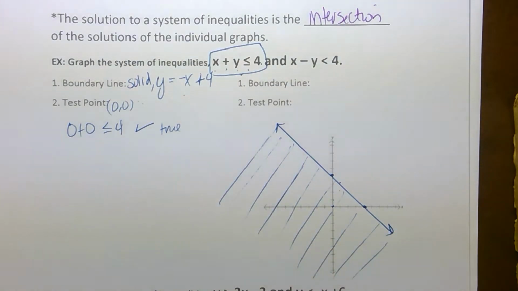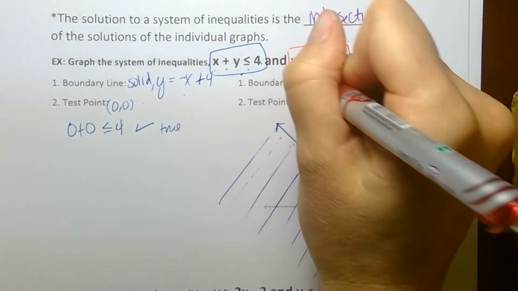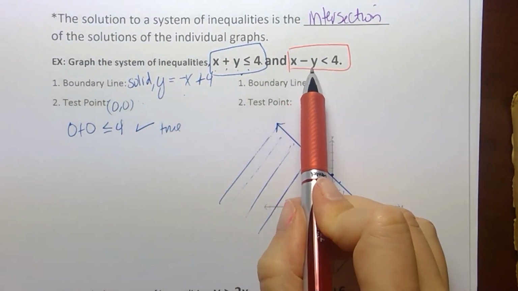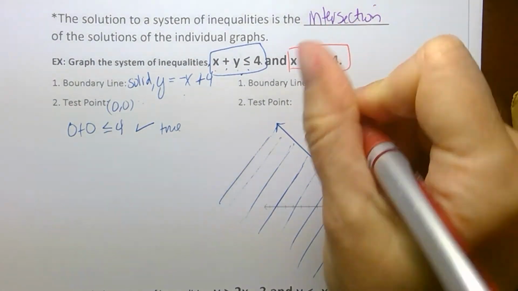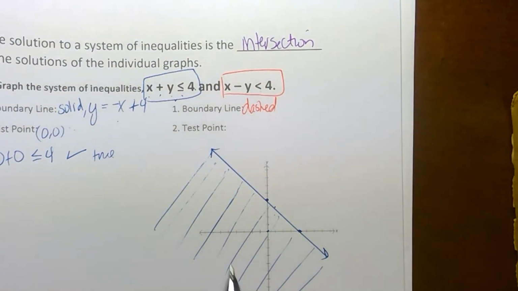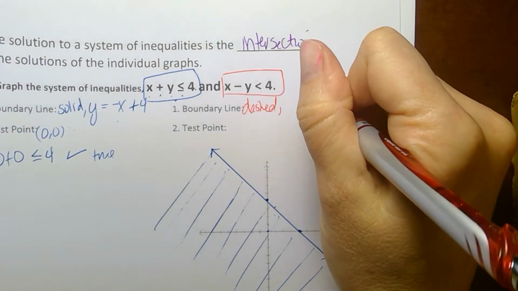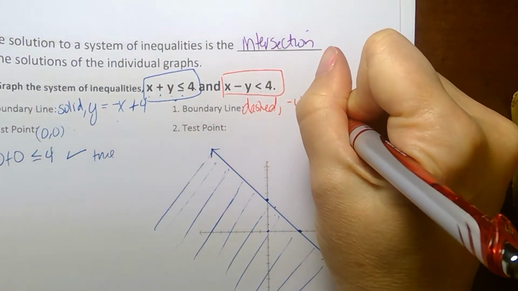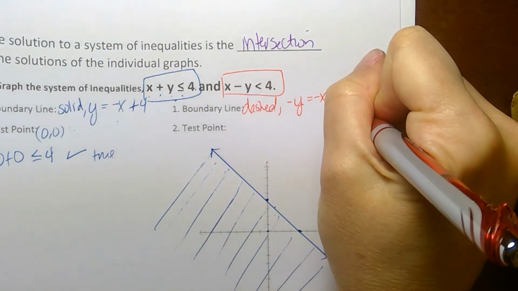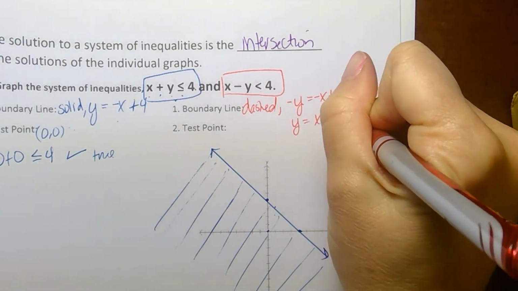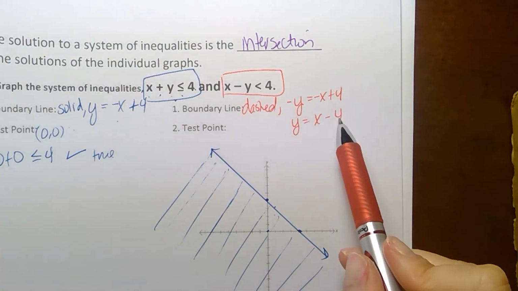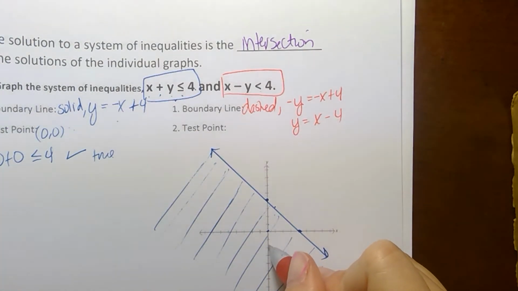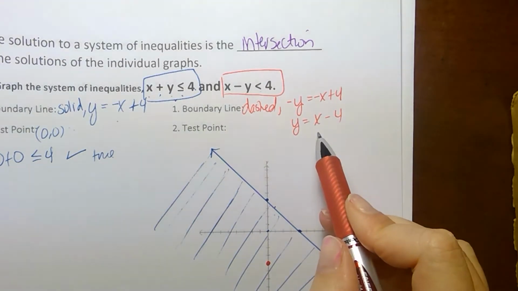All right. Now I'm going to change colors so we can do the other inequality. My other inequality is x minus y is just less than 4. So this is going to be a dashed or a dotted line. And when I write it as a boundary equation, I have negative y is equal to negative x plus 4, which means y is equal to x minus 4, which gives me a y-intercept at negative 4, 1, 2, 3, 4, and a slope of positive 1.